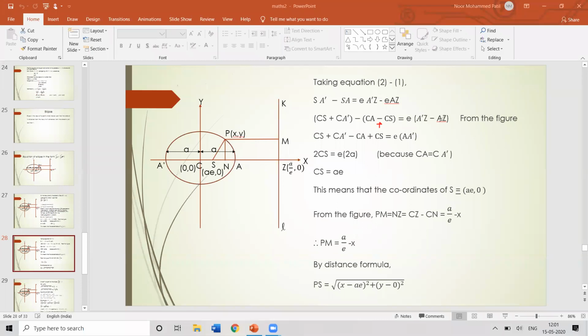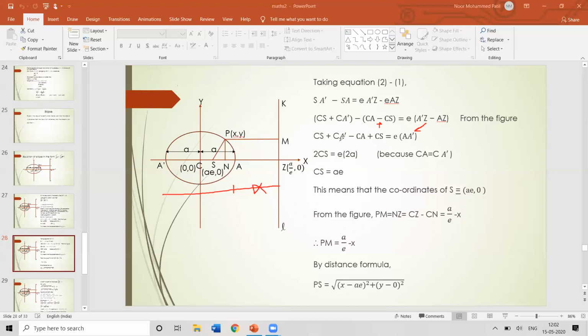A dash Z minus AZ. Minus means I have to take out this AZ, so what is left out is A dash. So A dash Z minus AZ is A dash. Clear? Now this we can subtract because already we know that CA and CA dash both are equal and its value is equal to A.